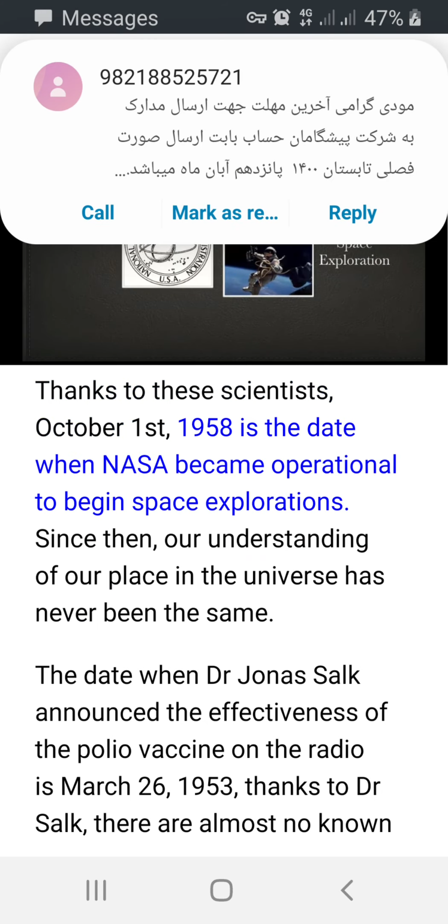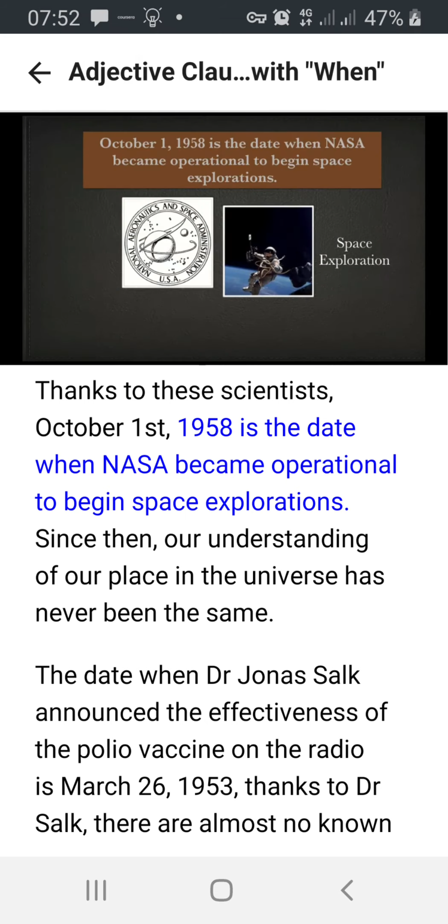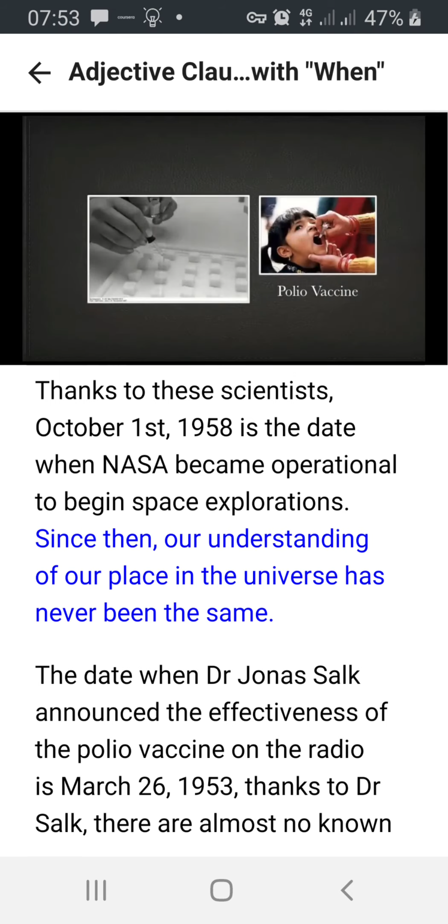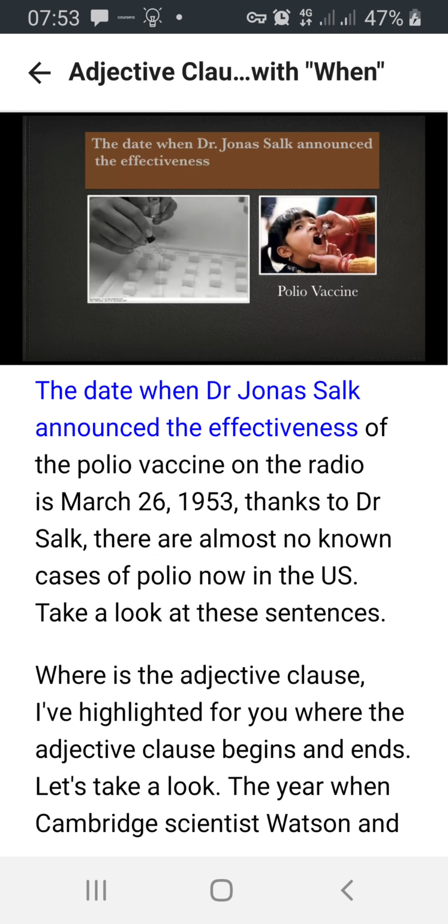October 1st, 1958 is the date when NASA became operational to begin space explorations. Since then, our understanding of our place in the universe has never been the same. The date when Dr. Jonas Salk announced the effectiveness of the polio vaccine on the radio is March 26, 1953. Thanks to Dr. Salk, there are almost no known cases of polio now in the U.S.